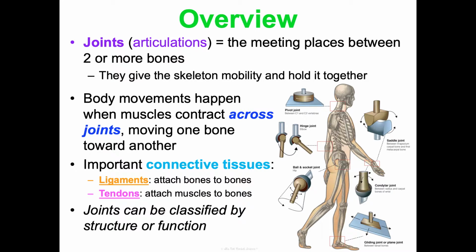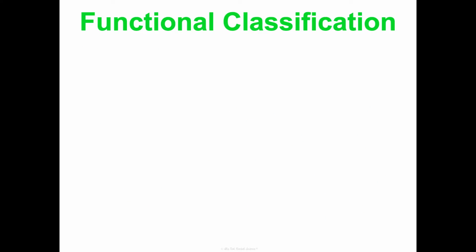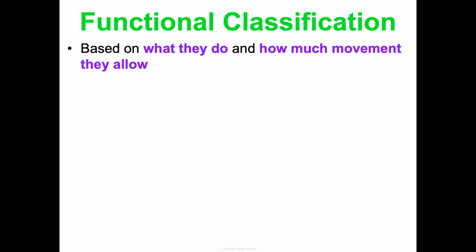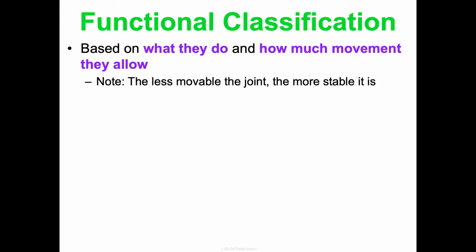Bones allow us to move, but they can't move without muscles and joints because our bones are static. So joints and these connective tissues and of course our muscles are so important. And we can classify them two ways, structurally or functionally. So we're going to talk about the functional classification first. Functional classification of joints is based on what the joint does and how much movement the joint allows. In general, the less movable the joint, the more stable it is.